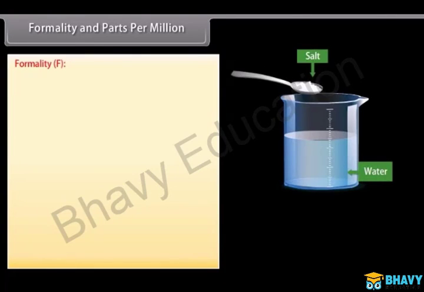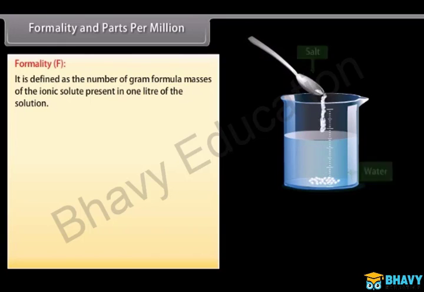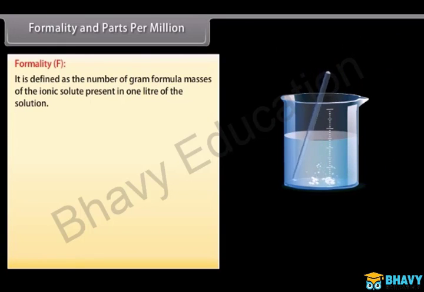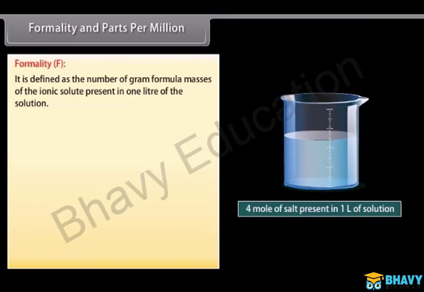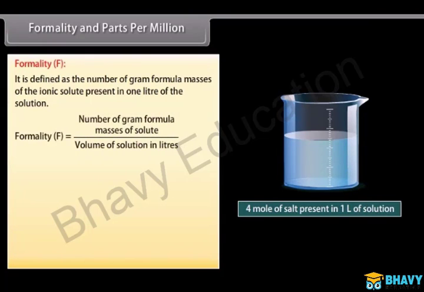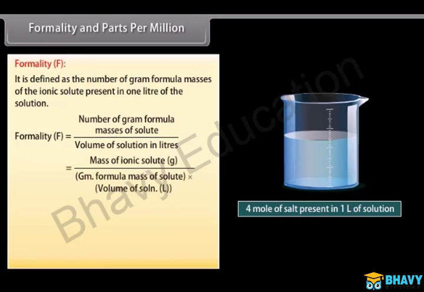Formality and parts per million. Formality. It is defined as the number of gram formula masses of the ionic solute present in 1 liter of the solution. It is represented by F. Mathematically, formality is represented by F is equal to Wb in grams divided by the product of gram formula mass of B and volume of solution in liter.